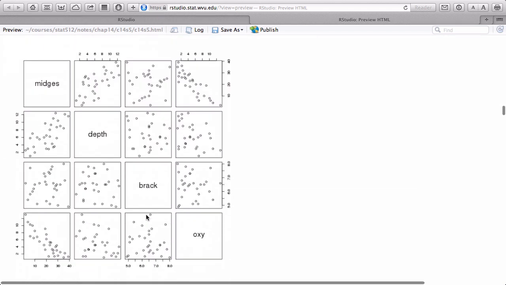But a lot of times it's a good idea to plot the data before you do anything else. And this is a Scatterplot Matrix. You can see, look at the first row. This is y, and then these are the plots for each of the x's. So this is midge versus depth, midge versus brackishness, and midge versus oxygen. So what can you see immediately? It looks like there's a positive relationship with depth. The deeper it is, the more midges you find, right? And on the other hand, with dissolved oxygen, the more dissolved oxygen you have, the fewer midges you have.